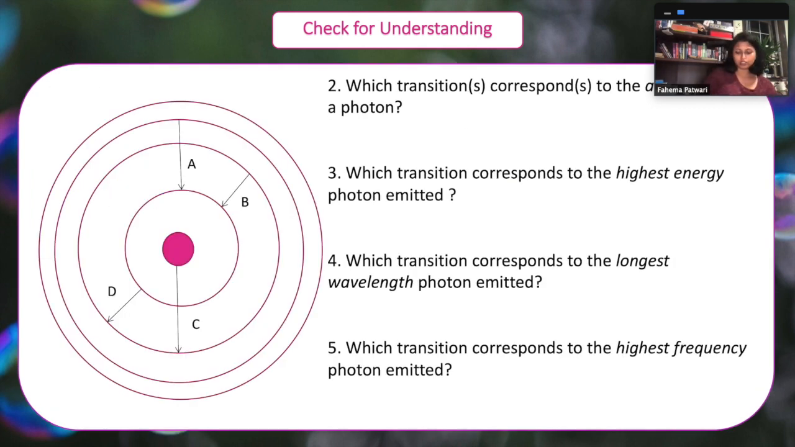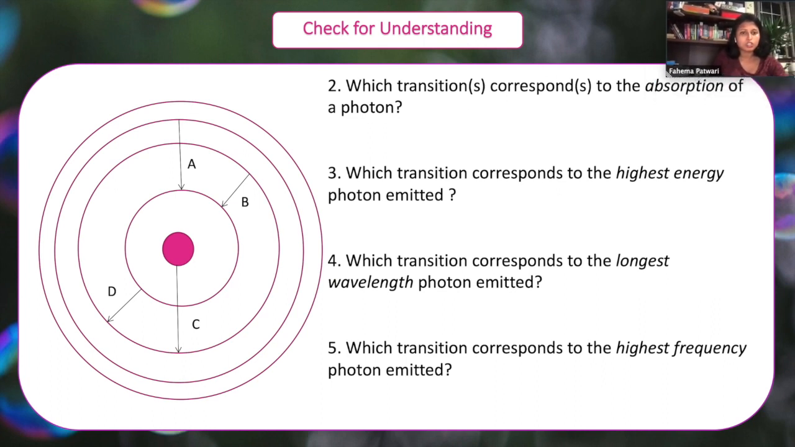All right, let's try this one. Which transitions correspond to the absorption of a photon? If a photon is being absorbed, light is being absorbed, so your electron is going to get excited. So it's going to be any arrows pointing outwards to an outer energy level. So that's C and D.